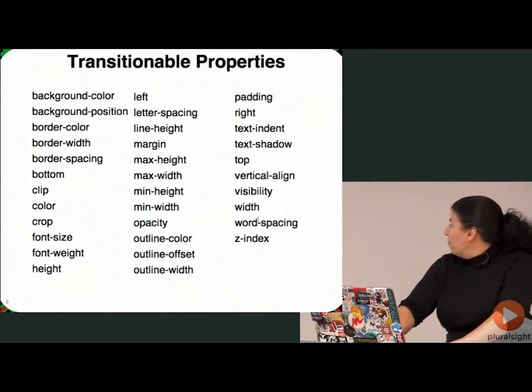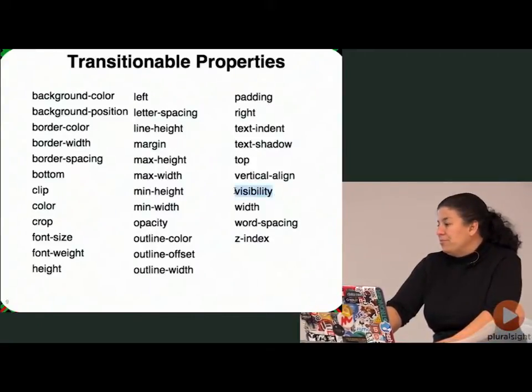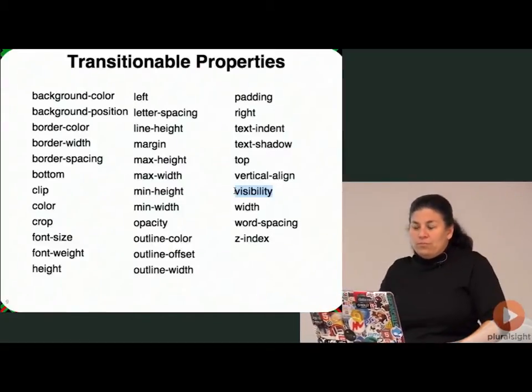Transitionable properties. These all have a midpoint, except for one, visibility. So what happens with visibility is right before it reaches 100%, it switches to the value.